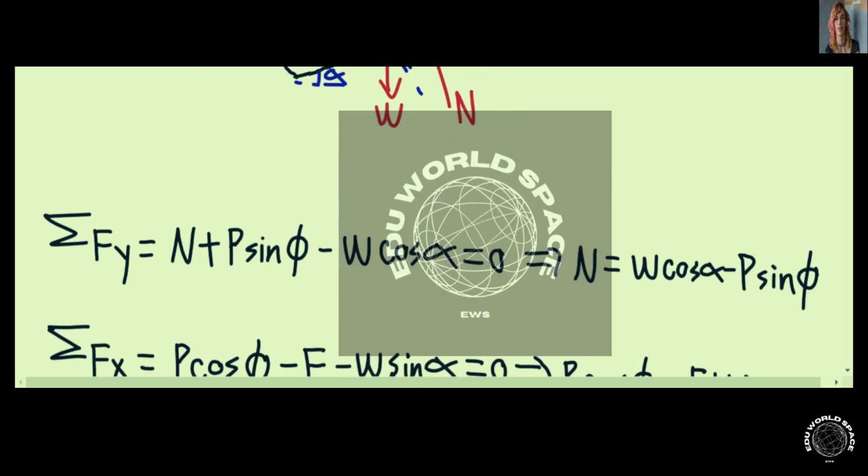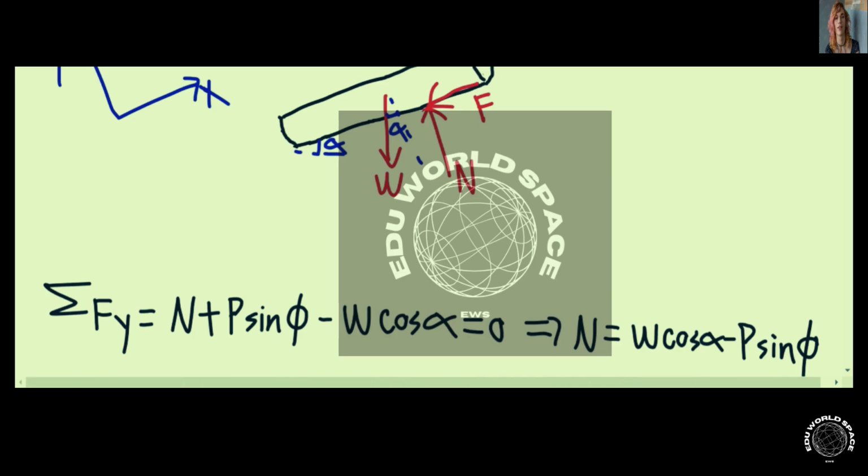So we have the net force along the y direction is equal to normal force plus force P sine phi minus the gravity times cosine alpha is equal to 0. So we have normal force N is equal to W cosine alpha minus P sine phi.